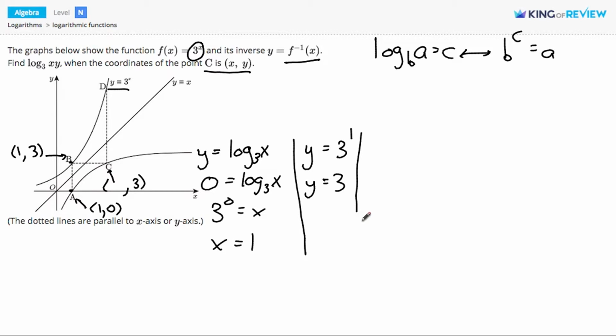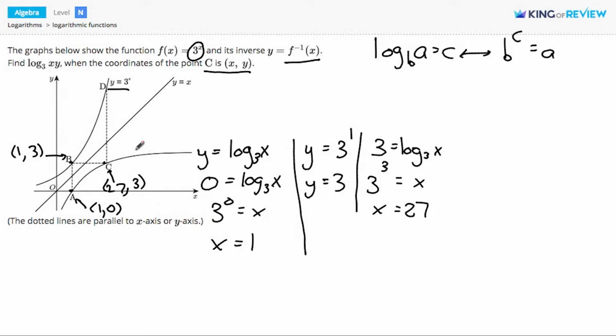Well, we know that C is on the graph of y equals log base 3 of x, so we know we're talking about the log base 3 of x, and it has to equal 3, since the y coordinate at point C is 3. Using the same property up here on the top right, we know this means 3 to the third power is equal to x. 3 times 3 times 3 is 27, so x equals 27 at point C.